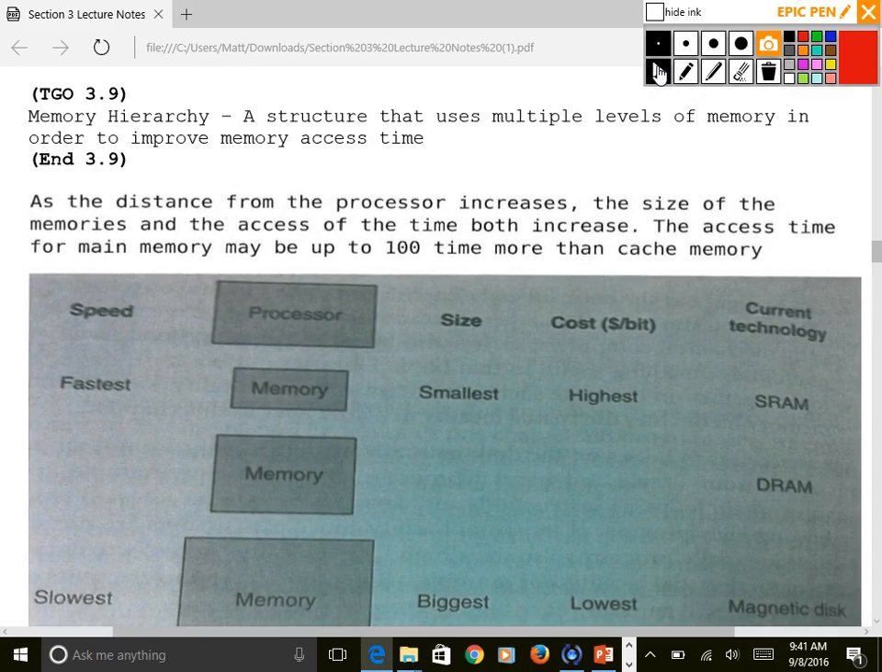As the distance from the processor increases, the size of the memories and access time both increase. In fact, the access time for main memory may be up to 100 times more than for your registers. So that's why we want to use these registers, and we don't want to do excessive load stores. If it takes 100 nanoseconds to access data memory, but only 1 nanosecond to access your register, which one do you think you want to be using?